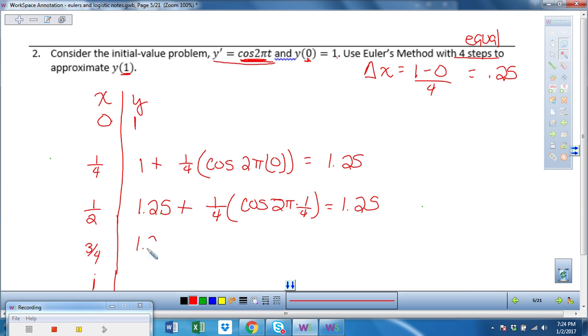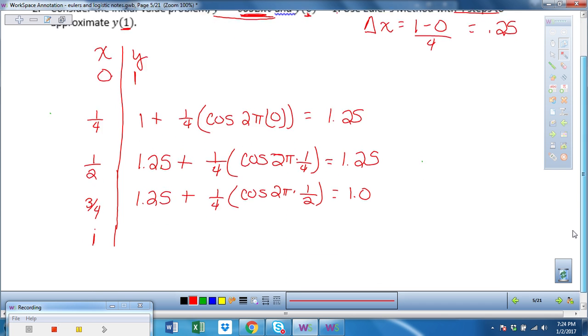So I take my previous y plus my delta x, and now I have the cosine of 2 pi times my previous x value, which is 1/2. So that gives me the cosine of pi. And the cosine of pi is -1, so that's going to be 1.25 minus a fourth, which is just 1. Okay, so I think I got off a little bit here.